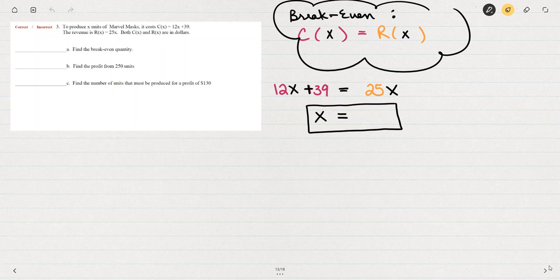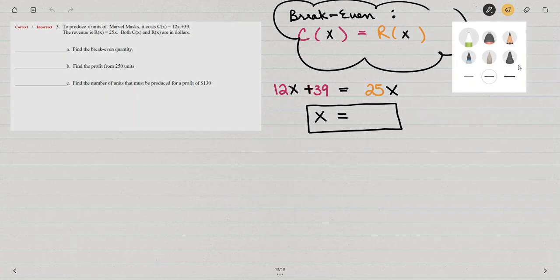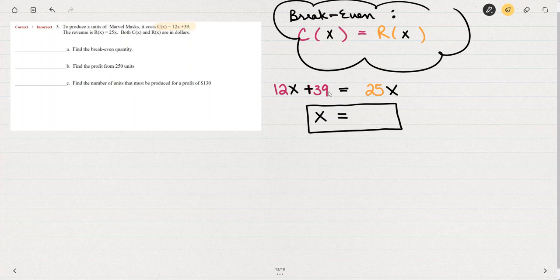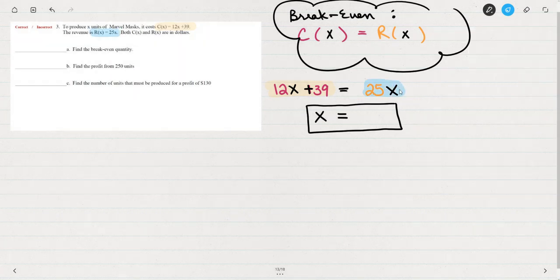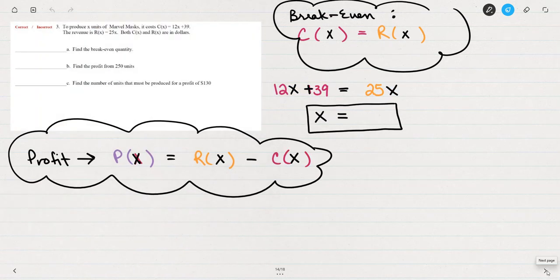If we solve this equation, let me make sure everyone sees where these came from. The cost is the 12x plus 39, equivalent to the revenue, the 25x. So if I solve this for x, I can find the break-even point. Let's go on to the next step then. I'm going to leave that calculation for you to finish.